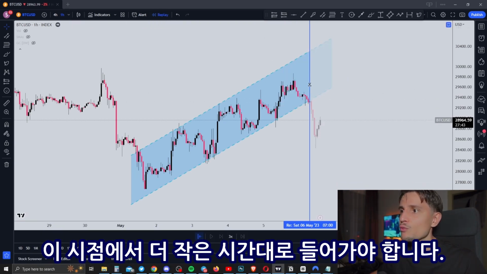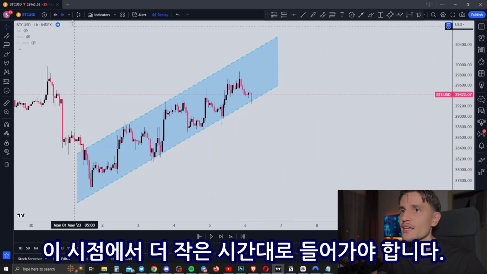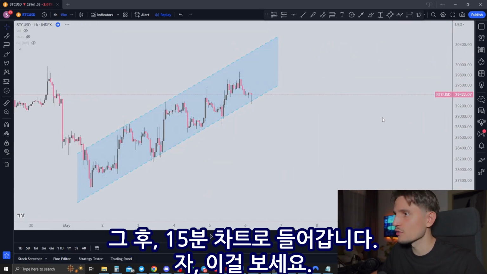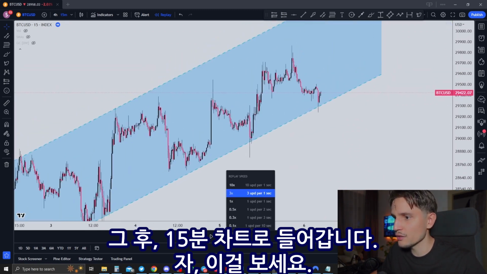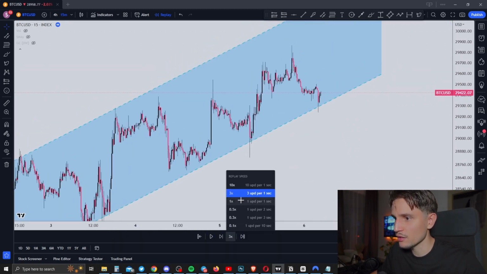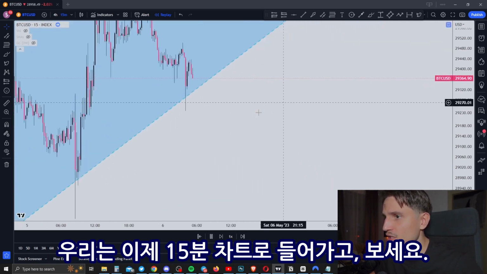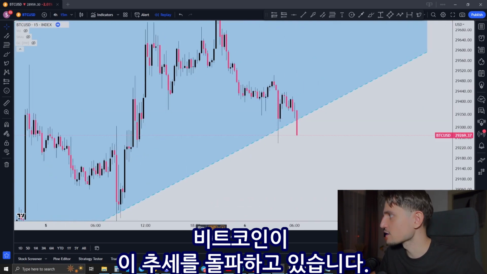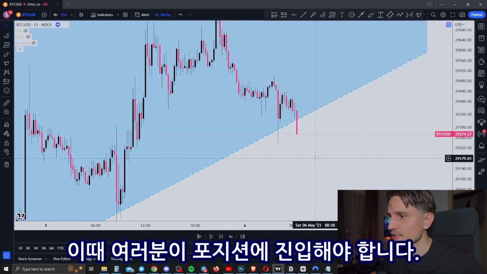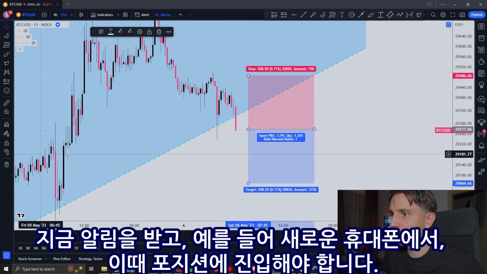This is where you want to get into smaller time frames, then you are getting into the 50-minute time frame, guys, right? You're getting into the 50-minute time frame, and now look at this. Let's take a quick look. Now, as you can see, we are getting into the 50-minute time frame, and now look, guys, look. Bitcoin is breaking this trend. This is where you want to enter your position, guys, right? Now you are getting your alert on your phone, for example. This is where you want to enter your position.